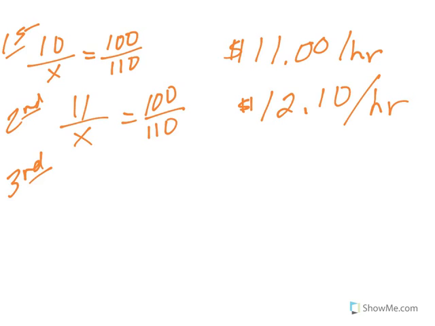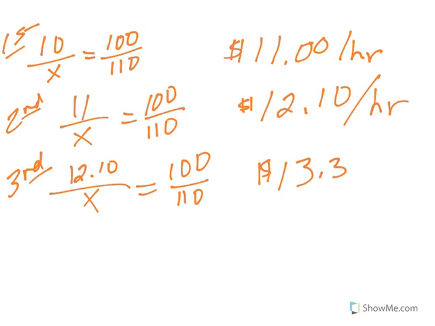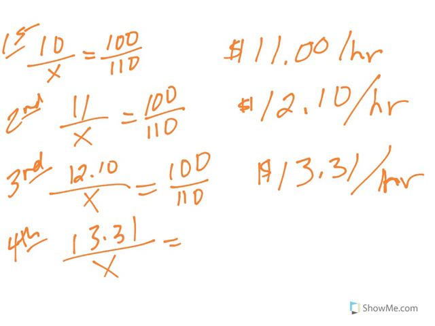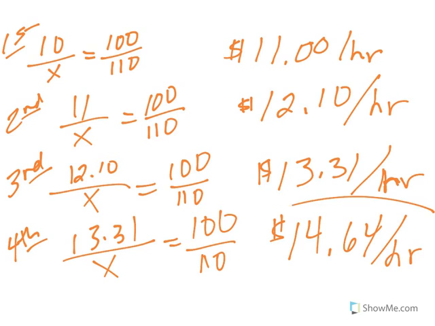Then the third quarter, because I get 4 of these, so it's 10% each quarter. So now I'm at $12.10 over x equals 110 over 100, and now I'm making $13.31 per hour. And the fourth quarter, $13.31 over x equals 100 over 110. I am now making $14.64 per hour.